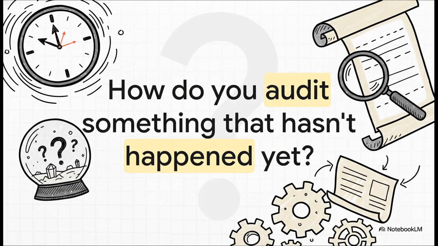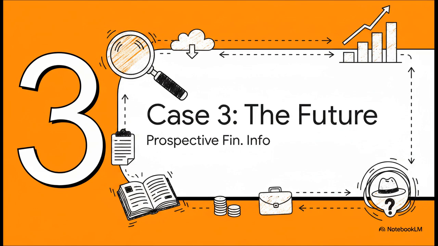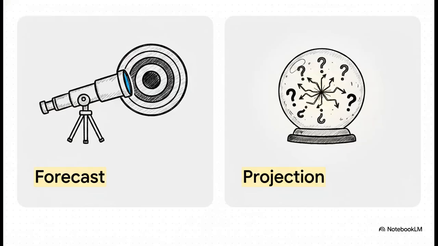Okay, let's pivot for a second to something that feels a bit like a paradox. Think about this. How exactly do you audit something that hasn't even happened yet? Well, that brings us right to case three, the future. Prospective financial information, governed by ISAE 3400. We're opening the file on how financial sleuths analyze forward-looking data.